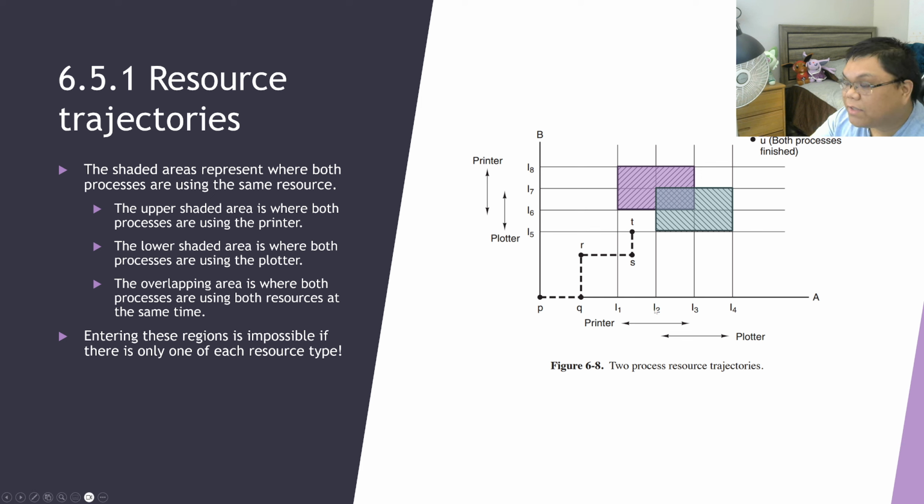And the same is true with the plotter. The plotter is used by process A at instructions 2 to 4. The plotter is used at instructions 5 to 7 for process B. There is an overlap region here where both processes are using the plotter at the same time, which is impossible. And if we take the overlap of those two overlaps, that is the region in which both processes are using both resources at the same time, which is just as impossible as using just one resource at the same time by both processes. So now we have a roadblock. This is basically an obstacle for our resource trajectory path. So we cannot enter these regions at all.